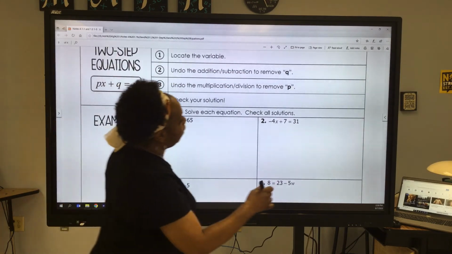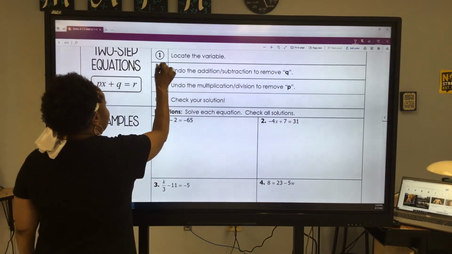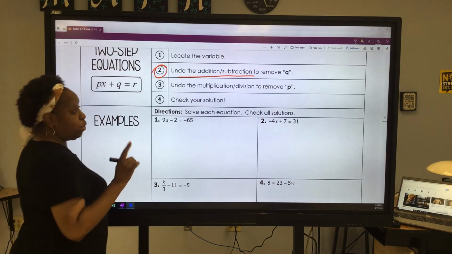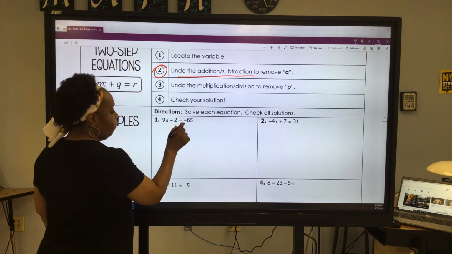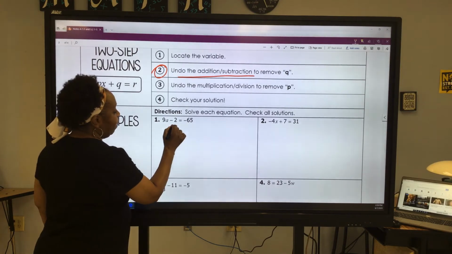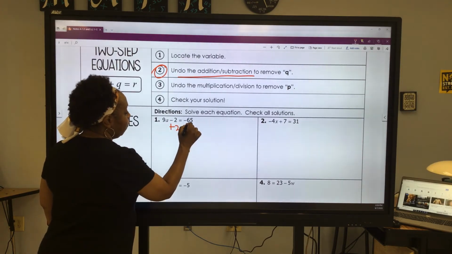Oh, excuse me, I forgot to put back on add notes. Let's try that. Right here it tells us we want to do the addition and subtraction first. That's the second step. So I want to move that 2 before I try to divide by anything. So I'm going to add 2 to both sides.